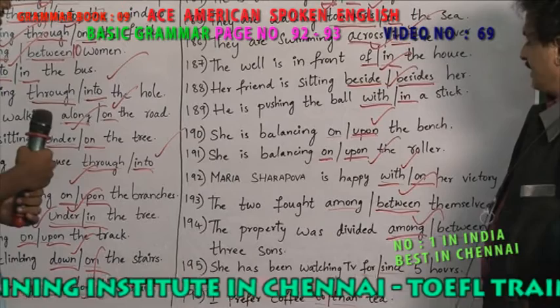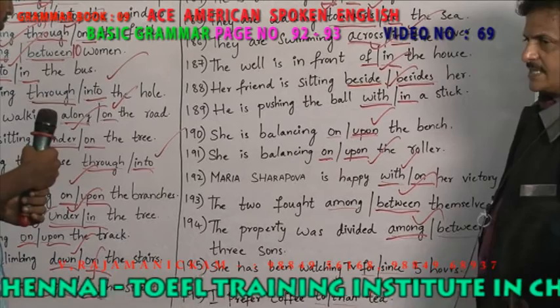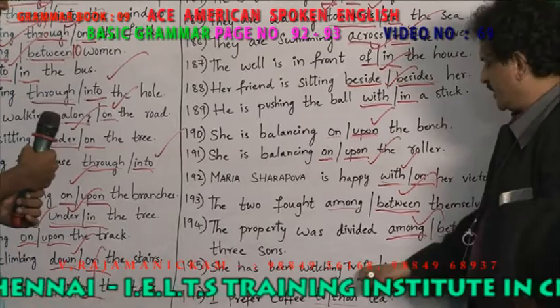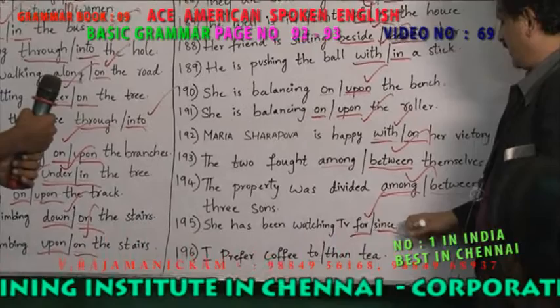She has been watching television since 5 hours or for 5 hours? Since means we are using from the time which is starting, like since 10 o'clock. For means total hours. So, for 5 hours would be the correct answer.